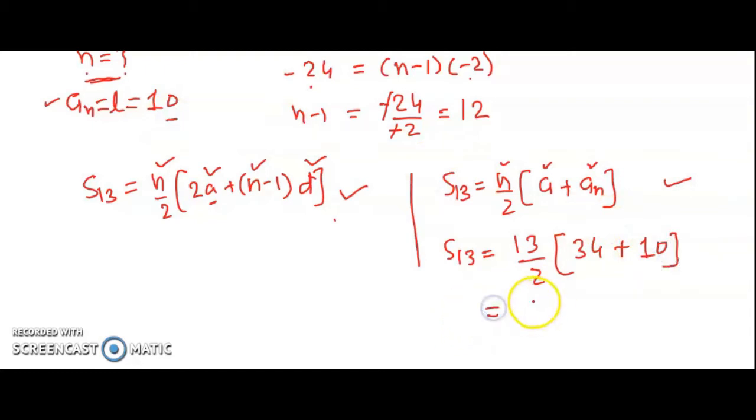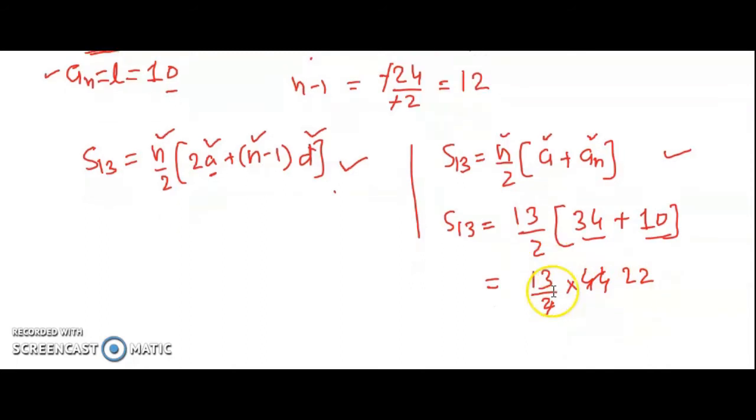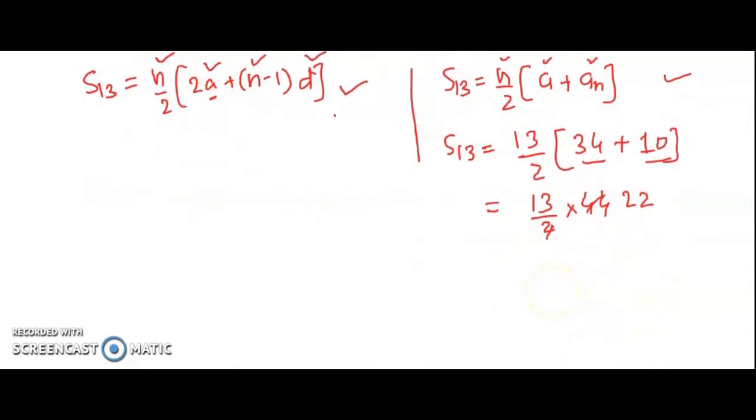So if you do the simplification, 13 divided by 2 multiplied by this is 34 plus 10, that will be 44. So if you do the cancellation here, it will be 22. So 13 multiplied by 22. So here we will get the answer for the sum of the first 13 terms, and 13 multiplied by 22, we will get the answer 286. So this is the answer. So here we have completed two questions.